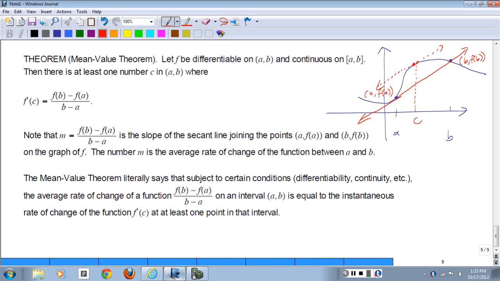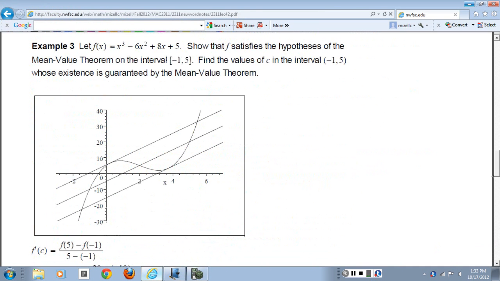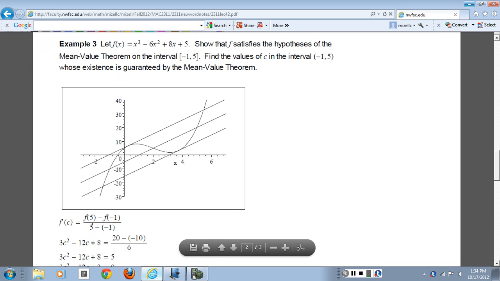The mean value theorem will be used for things other than that when we look at integration. But there's that. Example 3, we can find the value of C, whose existence is guaranteed by the mean value theorem. To see this on here, maybe I can zoom out just a bit.